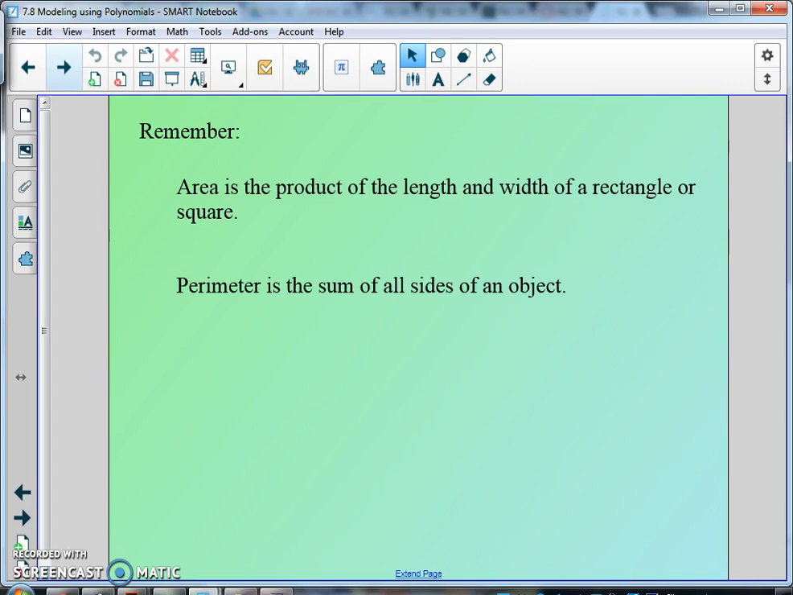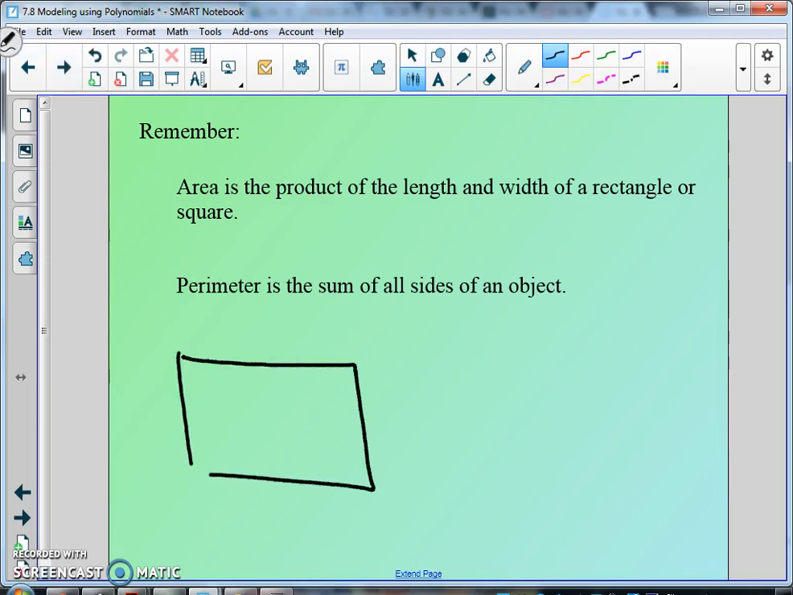Things we need to remember. First of all, we need to remember that the area is the product of the length and width of a rectangle or a square. Area is kind of that space that's in an object, a two-dimensional object specifically. So let's go ahead and draw a two-dimensional object.